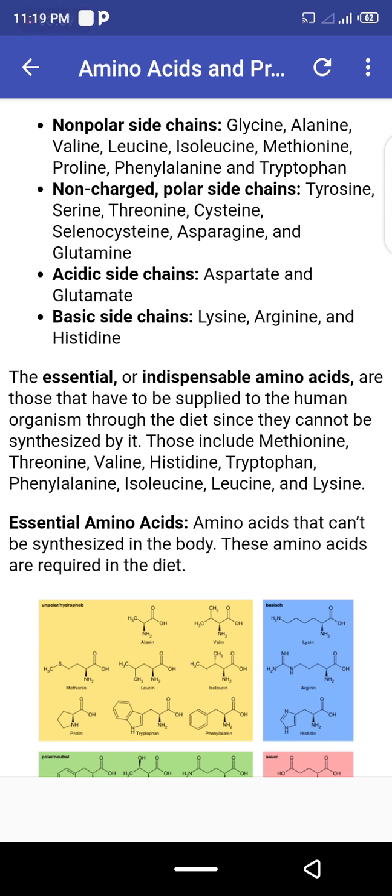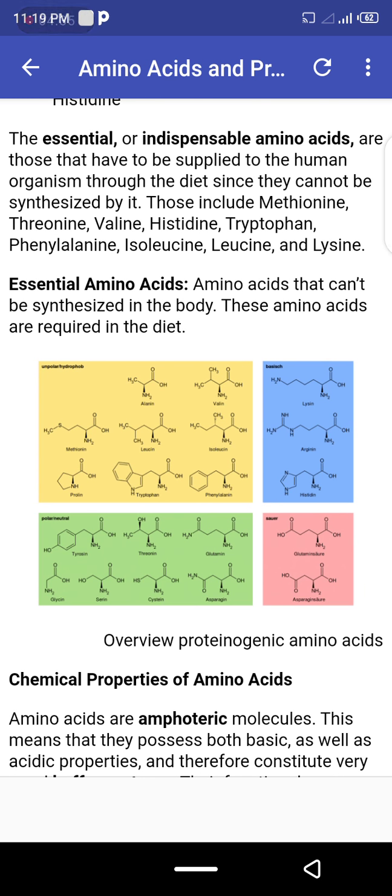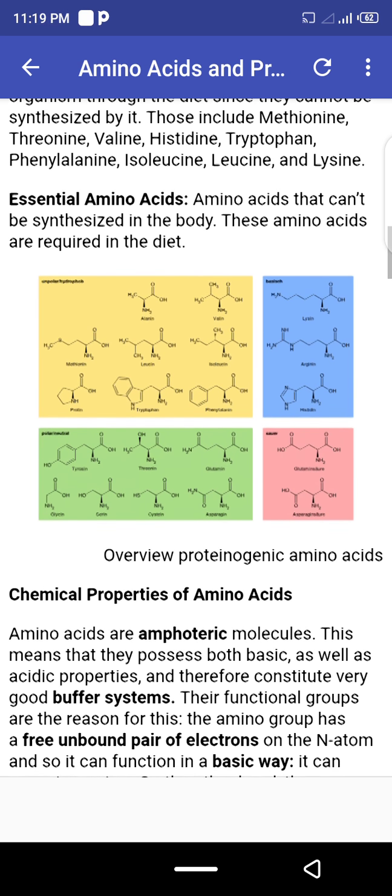The essential or indispensable amino acids are those that have to be supplied to the human organism through the diet, since they cannot be synthesized by it. Those include methionine, threonine, valine, histidine, tryptophan, phenylalanine, isoleucine, leucine, and lysine. Essential amino acids cannot be synthesized in the body. These amino acids are required in the diet, as we show in the figure. Different amino acids are present in this figure.